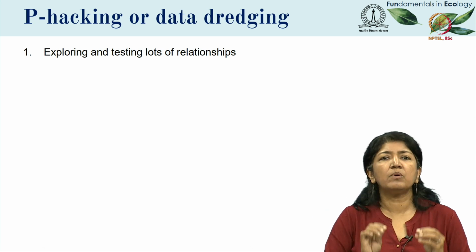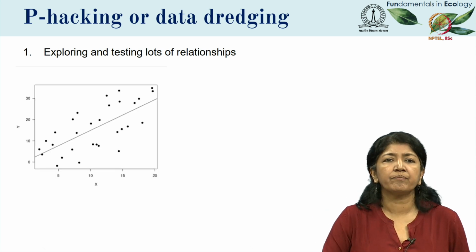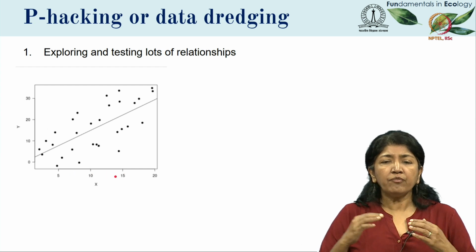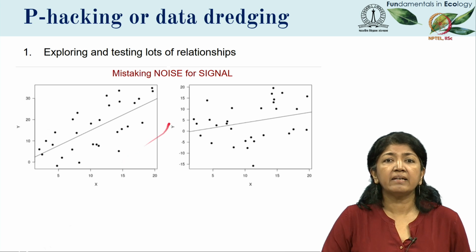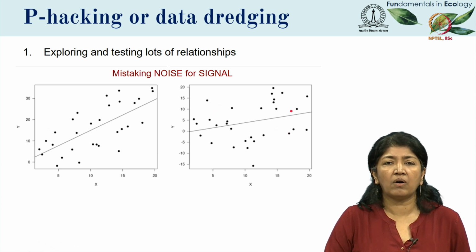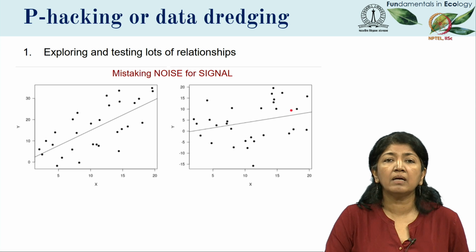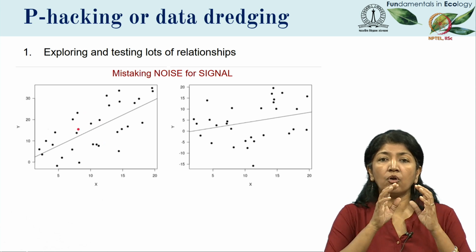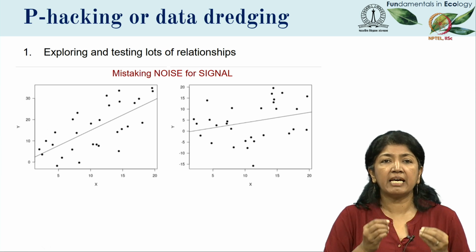The problem with exploring and testing lots of relationships is that suppose you do find a relationship between species richness and one of these variables. If I were to carry out this study again, that relationship may disappear. Now you can see here you have a much lower slope and much less of the variation is explained, the correlation is much less. If you were to calculate r squared, which is the amount of variation explained by a model, the r squared here would be much lower than the r squared here. What this indicates is that noise in the sample has been mistaken for signal.